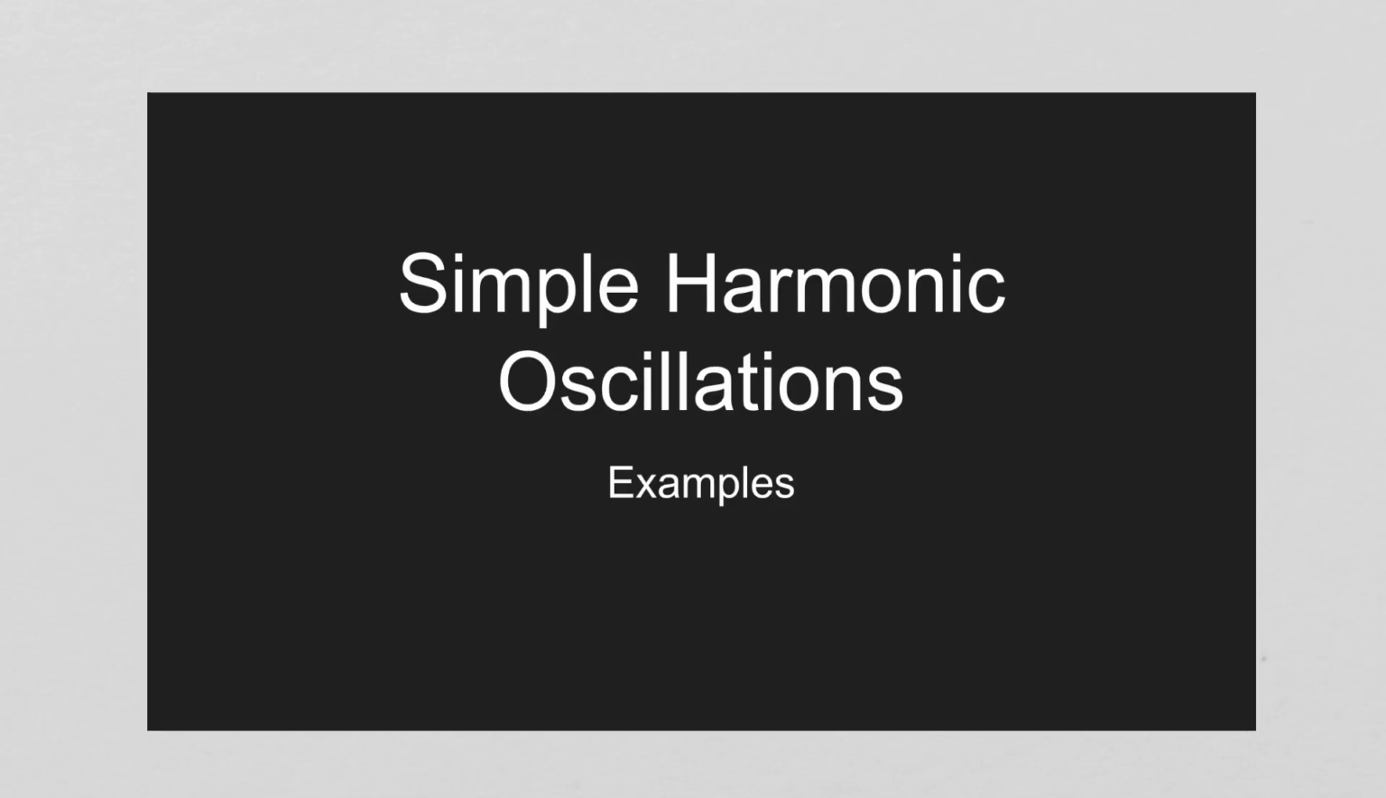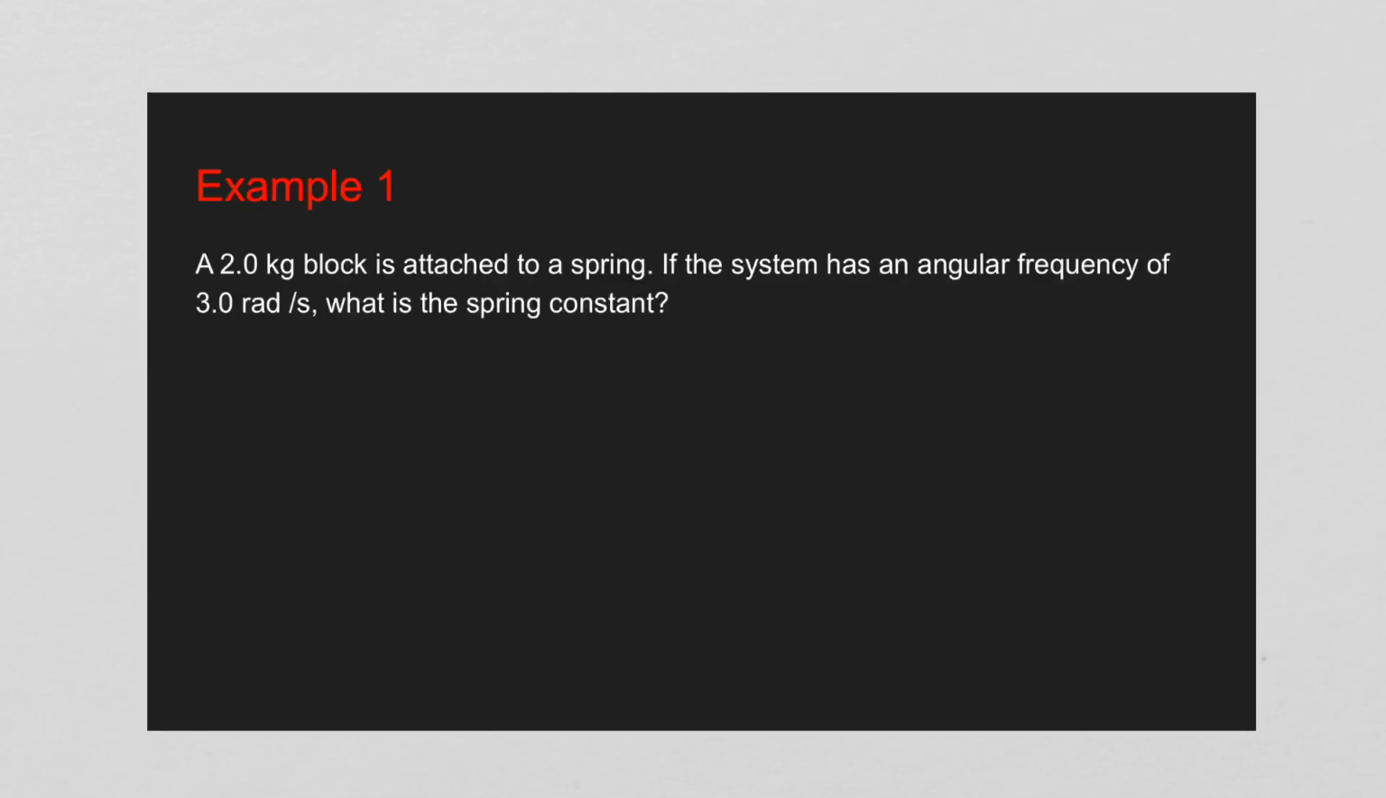And welcome back to examples. Let's see what we can do with these spring equations, or simple harmonic mostly. So now we have a block, 2 kilograms, attached to a horizontal spring, and it's going to go back and forth. It has an angular frequency of 3 radians per second.